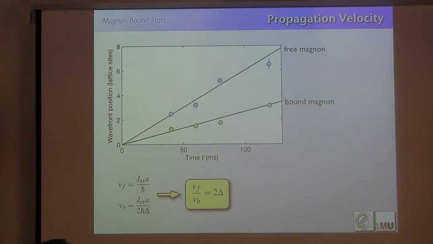And in Bethe ansatz there's an exact formula. You have an exact prediction of the ratio of free magnon to bound magnon velocity, which is just two times this anisotropy term. For us, the delta is 1, remember, so we should find 2, and we find 2.3 with an error of 3. So as experimenters would say, that agrees within our error bars.